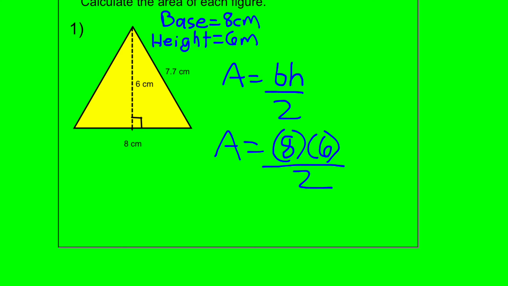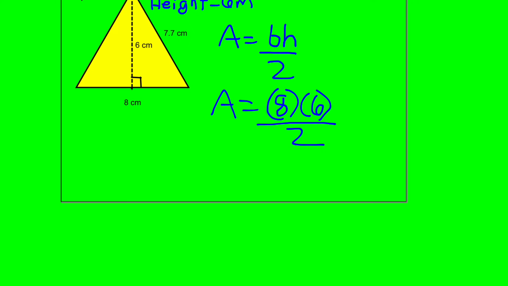Now we could do 8 times 6 is 48, divide by 2 is 24, or we could do this. We could go, you know what? I know that 6 divided by 2 is 3, and 8 times 3 is 24. Or I could do this. I could do 8 divided by 2 is 4, and 4 times 6 is 24. So either way we slice it up, we're going to get 24.